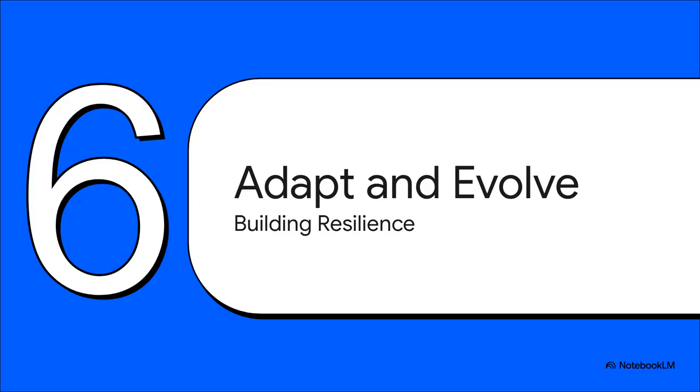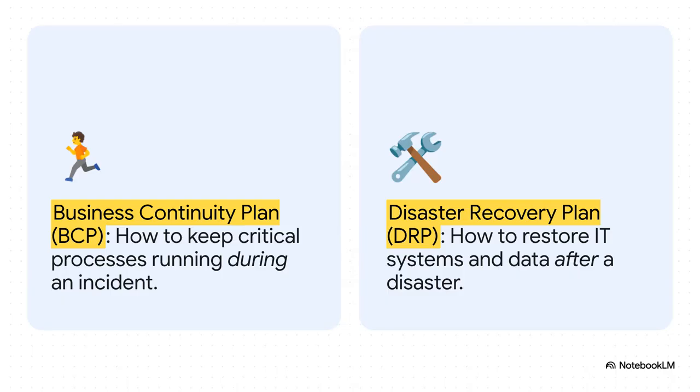Which brings us to our final and maybe most important section. Look, security is not a project you finish. It's not a destination you arrive at. It's a continuous process. The threats are always changing, always evolving, which means we have to be ready to adapt right along with them. And a huge part of adapting is accepting that bad things can, and sometimes will, happen. You have to plan for it.